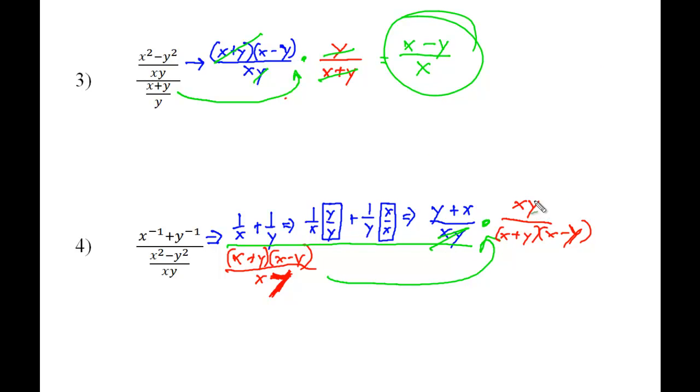The xy's, they do cancel or simplify. But check this out. I've got y plus x and x plus y. That's the same thing. They're going to simplify. So I have nothing left in my numerator, so that's going to be a 1. And in the denominator will be x minus y. That is the end of that problem there.